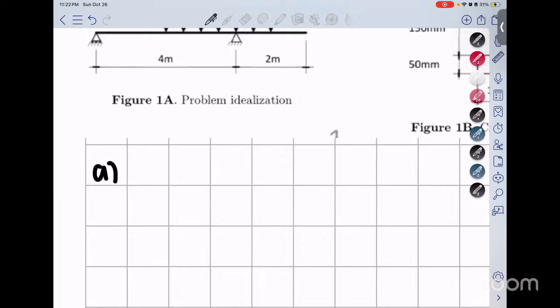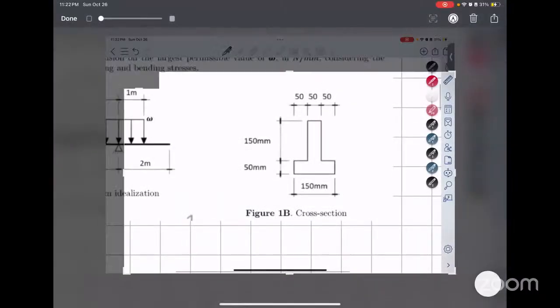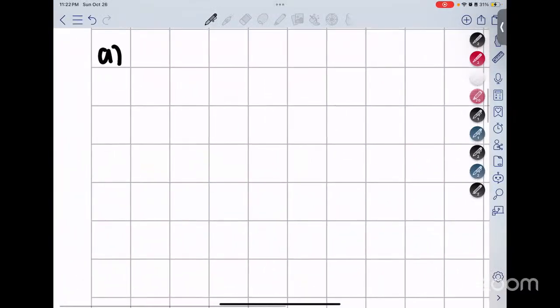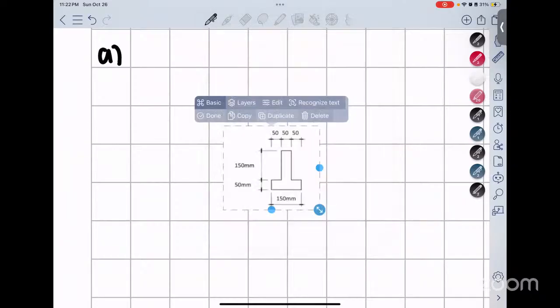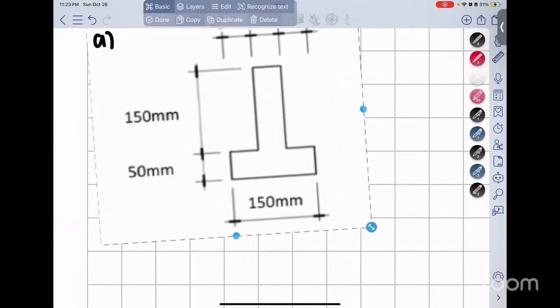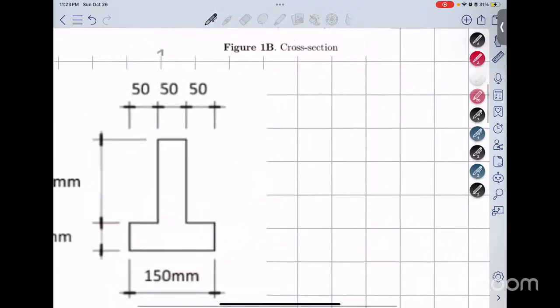So first, show that your neutral axis is situated 125 mm below the top surface. So we have to show that the neutral axis is 125 mm below the top surface. Essentially, it's equal to the summation of Ay over A.